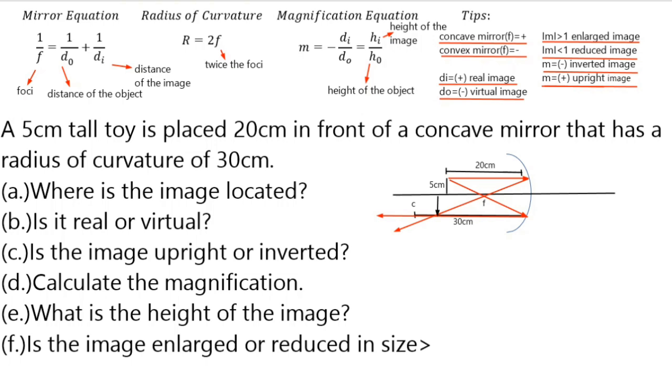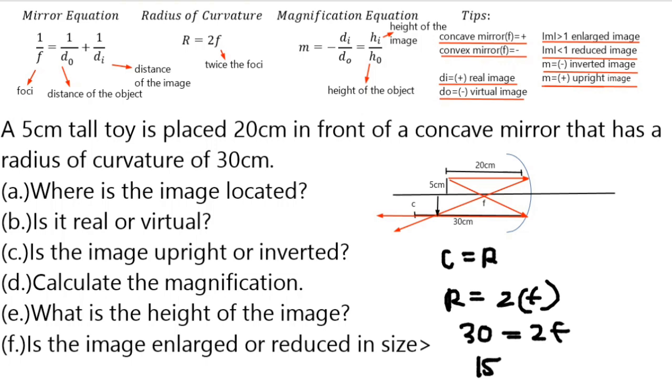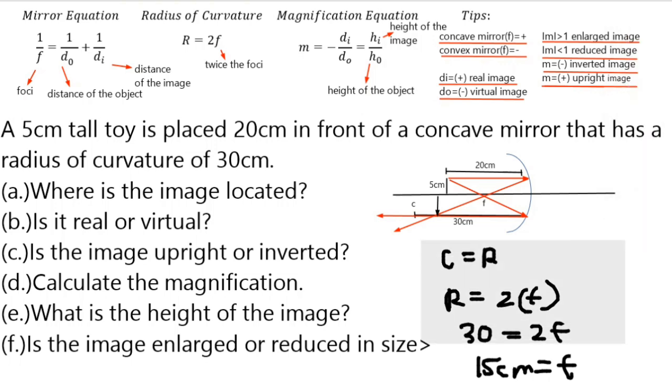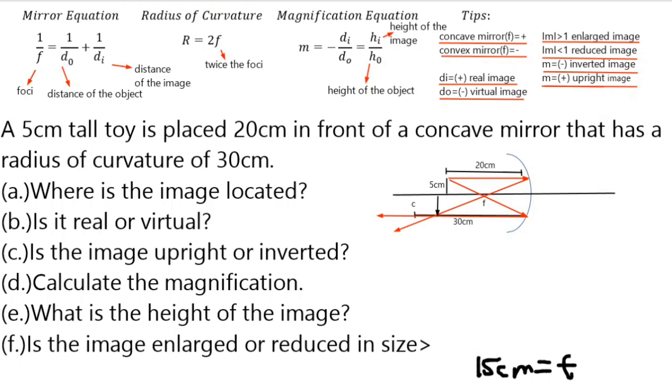Where is the image located? We're just going to use the mirror equation formula. It's just 1 over f. We're not going to put a negative sign in our equation. Let's calculate the foci first, because we are given the radius of curvature but we don't have the foci. The radius of curvature is 30 cm, and this is just 2f. Dividing both sides, we get 15 cm as our foci. As we can see in our diagram, the foci is between the object and the concave mirror itself.